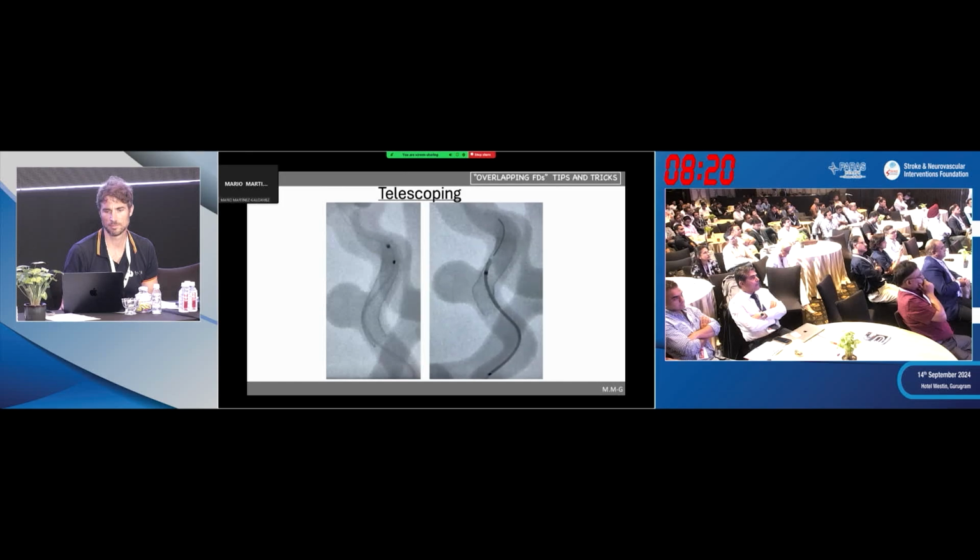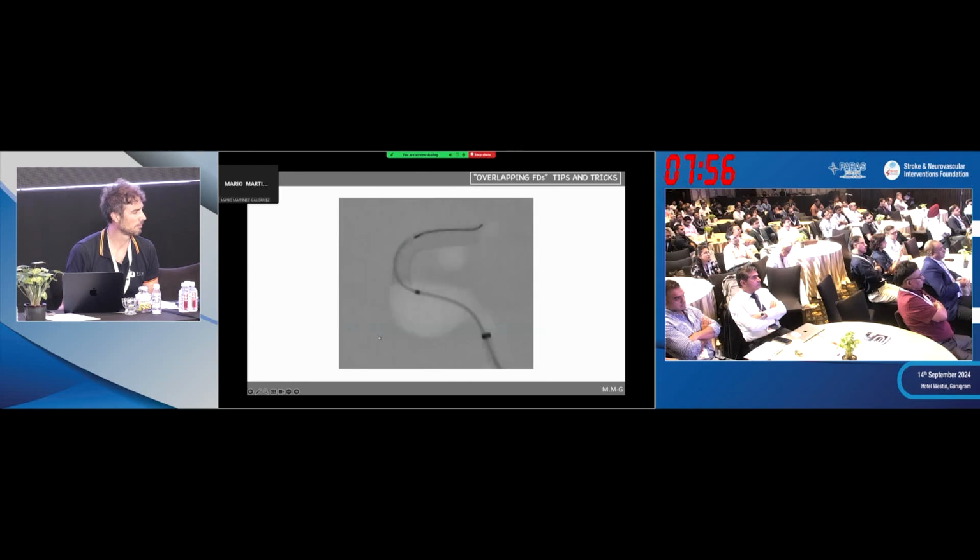So telescoping is an easy technique if you do it in a straight segment. In a straight segment there is no problem because it's very easy to navigate with the system and then go through. It's important not to lose the wire of the first stent. If you lose the wire, you may have problems with this technique. Again, it's recommended to do it in a straight segment, because otherwise you may push and shorten the first device.